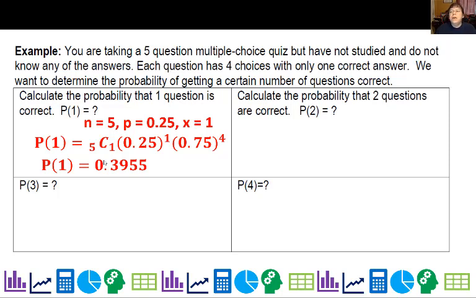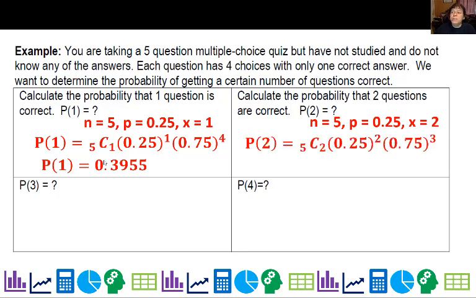Now let's do 2 questions correct. So the only thing changing is x is now 2, and then I substitute in my formula. And of course, don't get me wrong, this is not the only thing changing in the probability formula. These exponents are also changing because I need 2 correct, and there was only a 0.25 chance of doing that. And I had 3 incorrect.